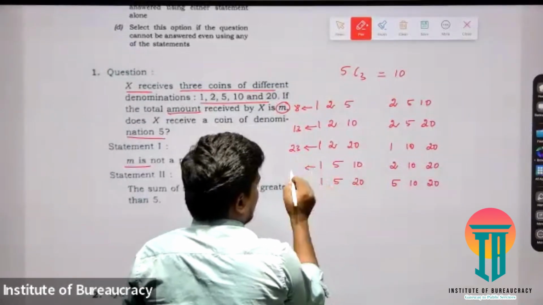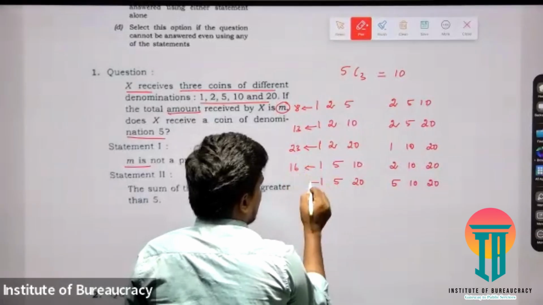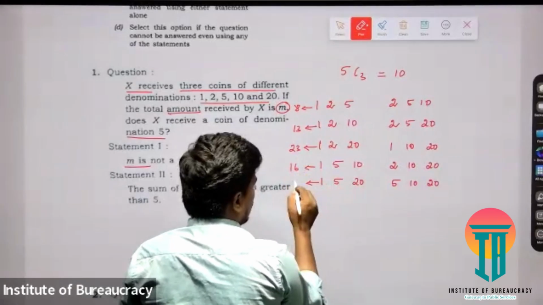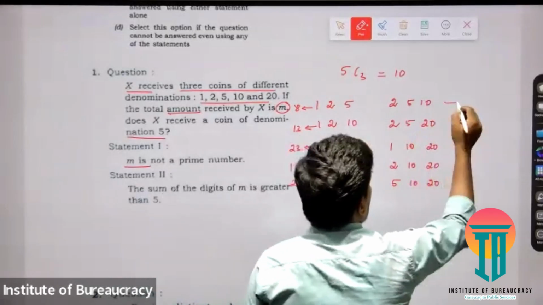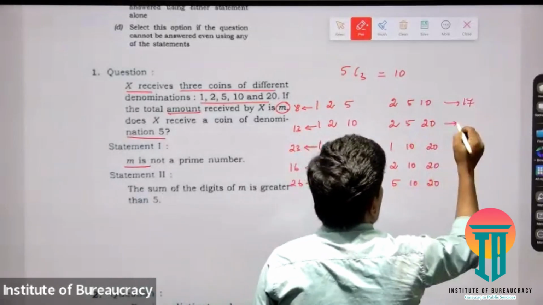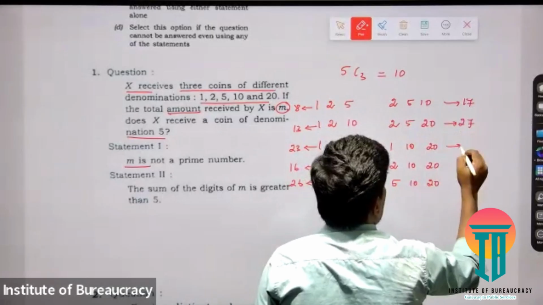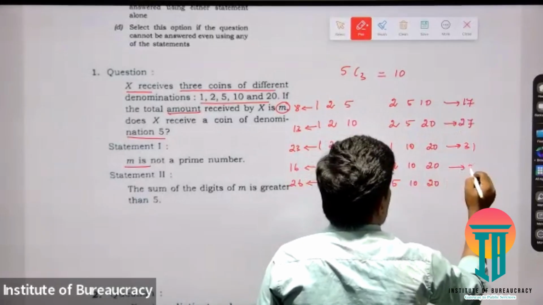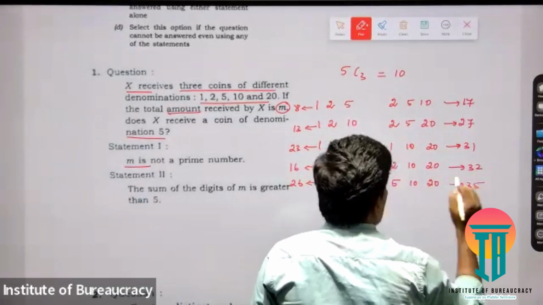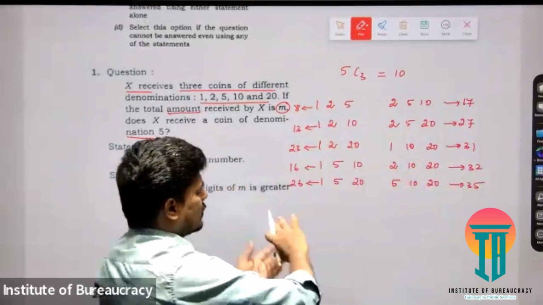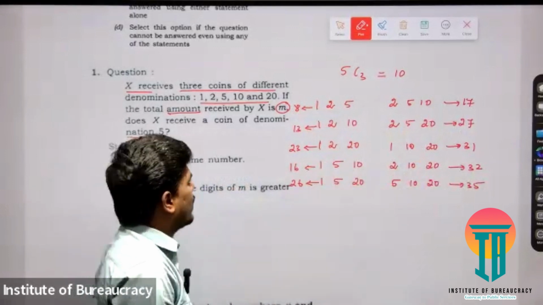This is going to be 16. Here this is going to be 26. Here this is going to be 17. This is going to be 27. This is going to be 31. This is going to be 32, and then this is going to be 35. These are the M values, whatever I have written on either side.